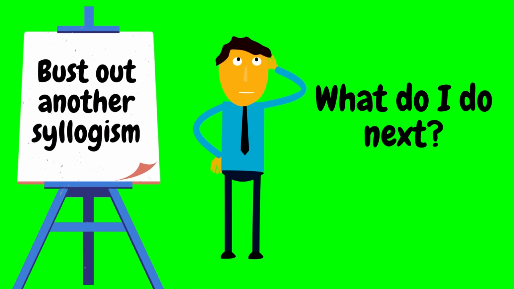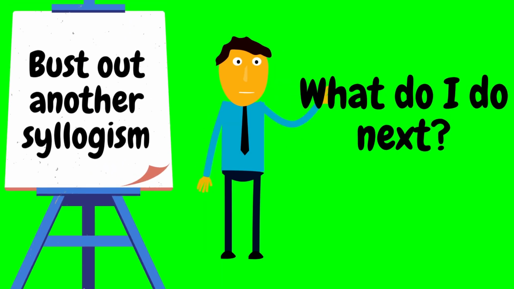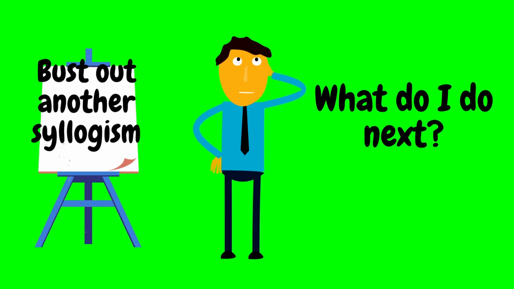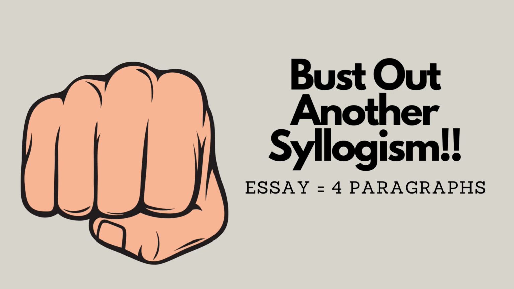We can't stop at 2 paragraphs, right? We got to do more than that. So the question is, what do I do next? You bust out another syllogism. So there's still things that we can do in this. We could offer concessions. We could offer rebuttals. There's still many angles of this argument that we still haven't explored. So what we're going to do is bust out another syllogism.